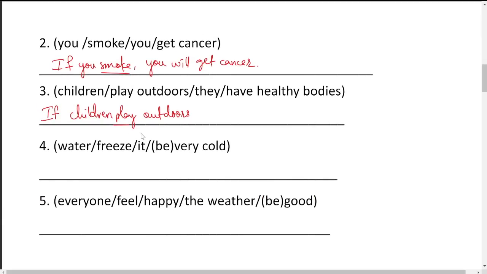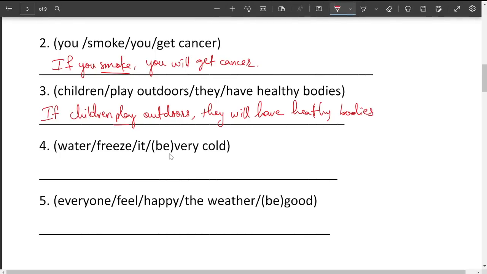Next one. Now if the children play outdoors, what happens? They have healthy bodies. If the children play outdoors, what can be the continuation here? If they play outdoors, they will have healthy bodies.